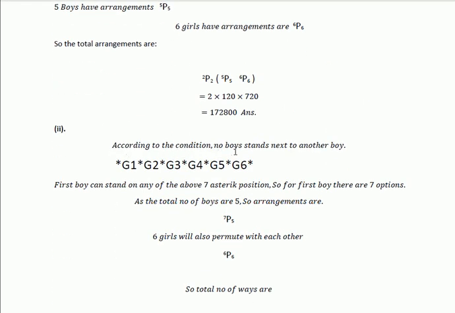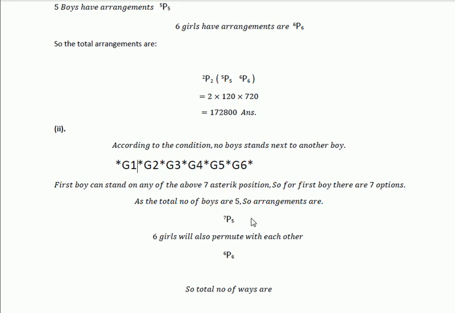According to the given condition, no boy stands next to another. As there are 6 girls, G1 is girl 1, girl 2, up to girl 6. So for the first boy, there are options at the available places. The first boy can stand at this position, or so on. So there are 7 options for the first boy to stand. The first boy can stand at any of the above 7 positions.